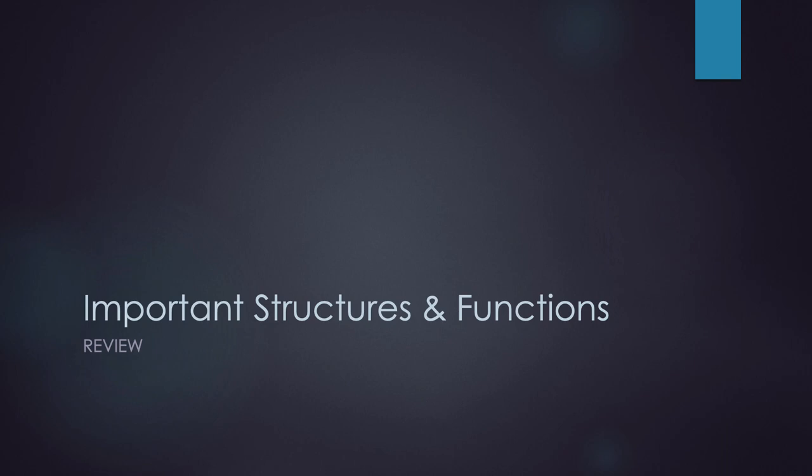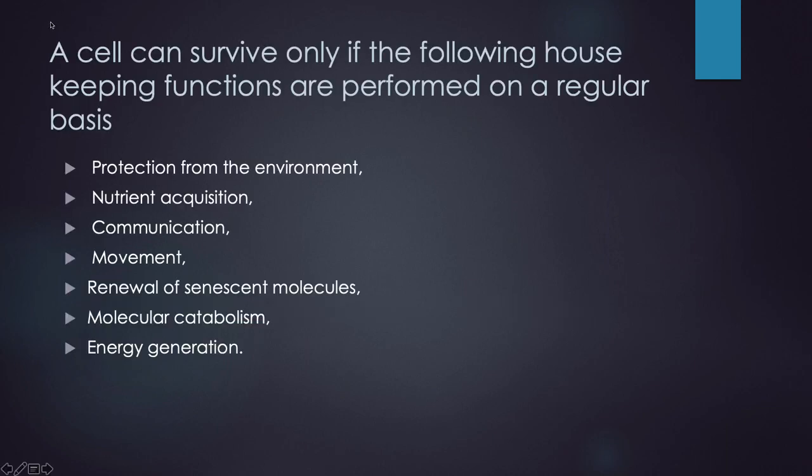So now let's move out of the DNA. Let's move out of the genome. Let's move out of the nucleus. And let's move upwards. Let's go upstream to some other important structures that are going to play a role in initiating changes as a result of a disease. So basically a cell can survive only if the following housekeeping functions are performed on a regular basis. These are things that are going to keep a cell happy and healthy and alive and regulated and functioning under normal conditions. So protection from the environment.